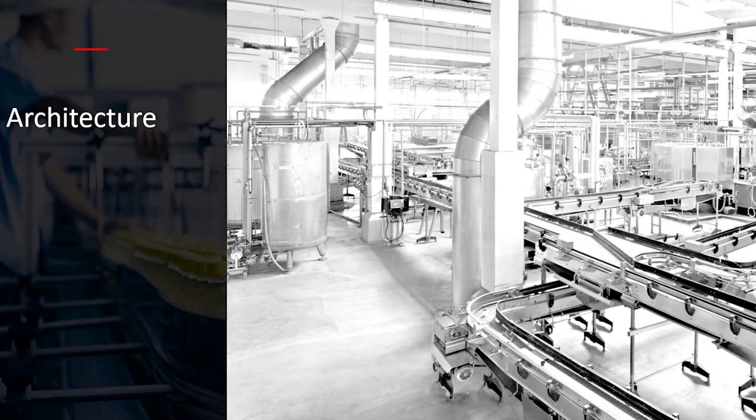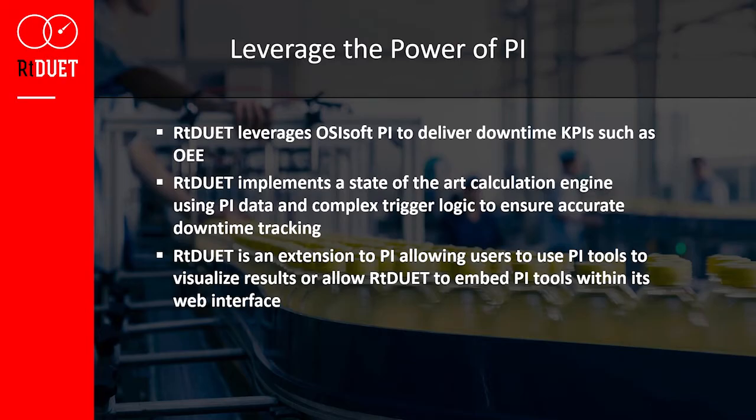All right, so a bit of a talk about the architecture of DUET. DUET leverages the power of OSIsoft PI to deliver KPIs. So we use PI as our backend to collect data. So PI is pulling data out of your control systems, out of your SCADA systems. DUET can use that data to monitor the conditions and the state of your plant or your equipment in your plant. And then via some configuration, we can tell DUET what to look for.